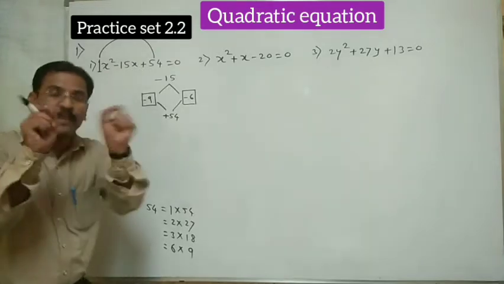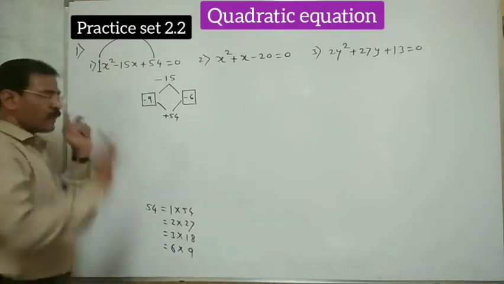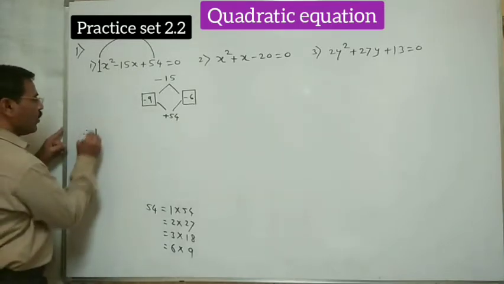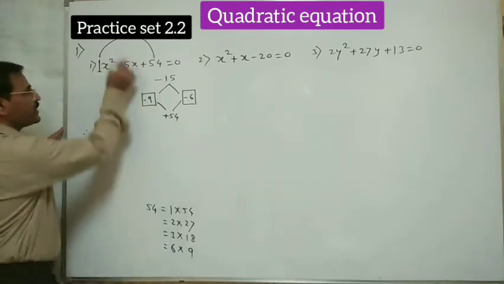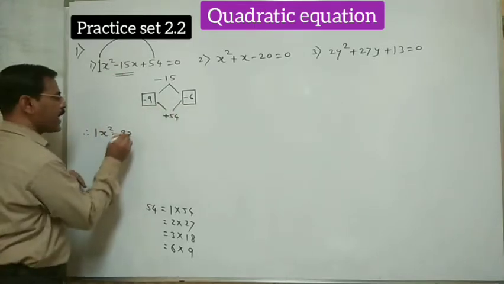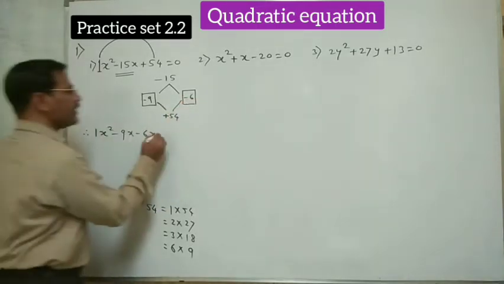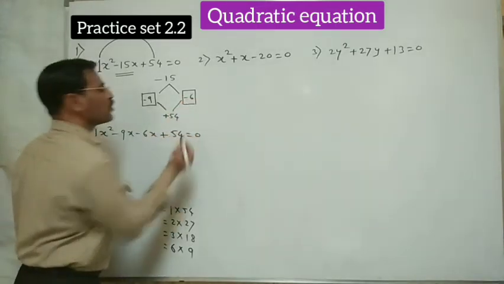That means we have to split the middle term. Understand how to find this one? Here these are the two. Okay. Now just look here. 1x square minus, instead of this minus 15x, what you can write here? Minus 9x minus 6x. Here these are the two. And then plus 54 is equal to 0.